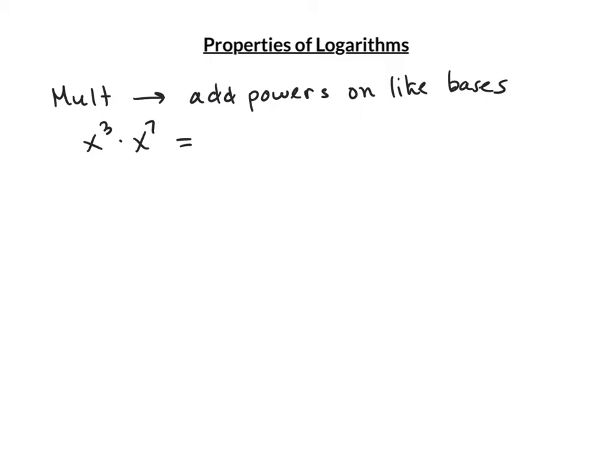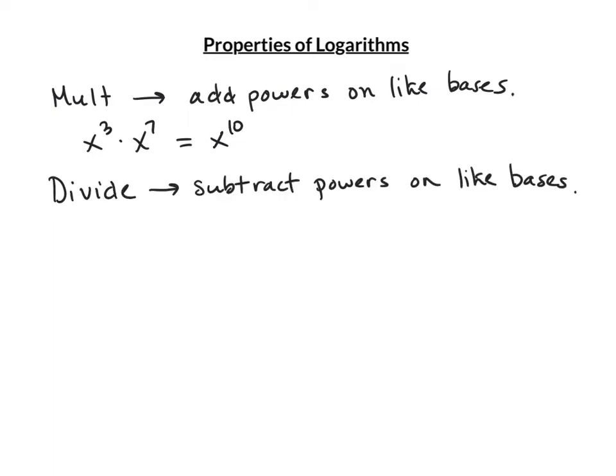When we multiply, we add our powers on like bases. X cubed times x to the 7th, that's x to the 10th. When we divide, we subtract the powers on like bases. X to the 8th divided by x cubed, that's x to the 5th. 8 minus 3 is 5.